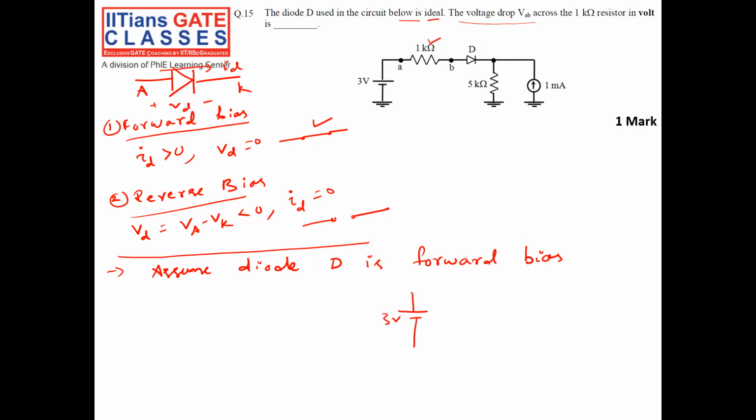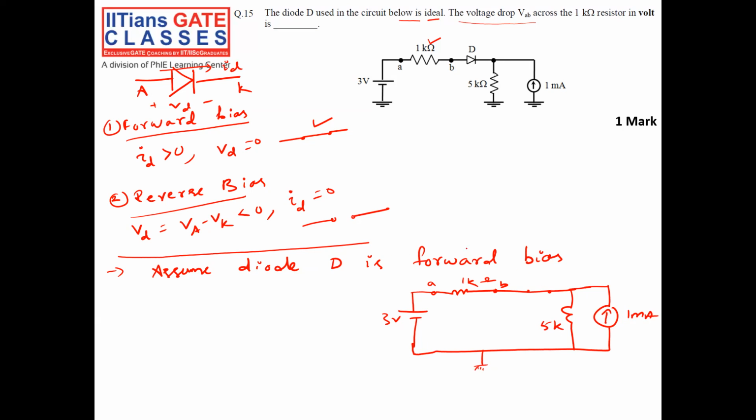3 volt. This is point A. I have a 1 kilo ohm resistor, then point B. Then the diode will be like a short circuit, because it is forward bias. This is our assumption. Then we have a 5 kilo ohm resistor. Then I have 1 milliampere of current. This is grounded.